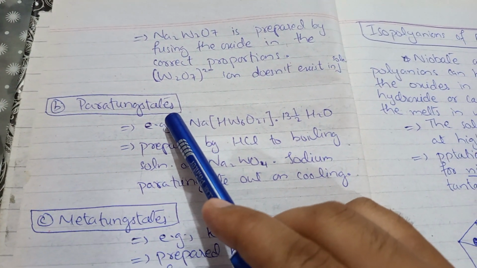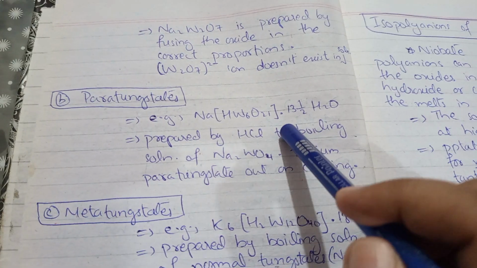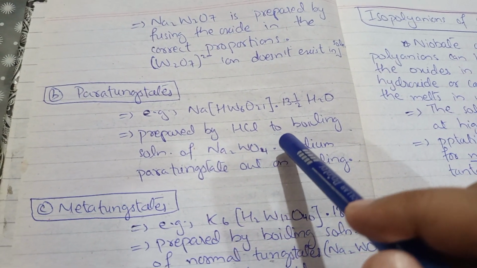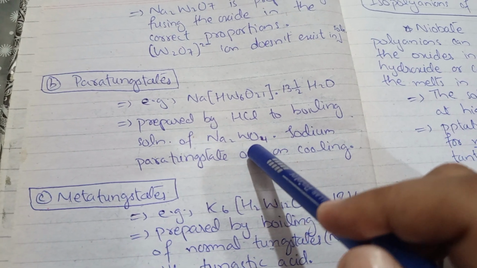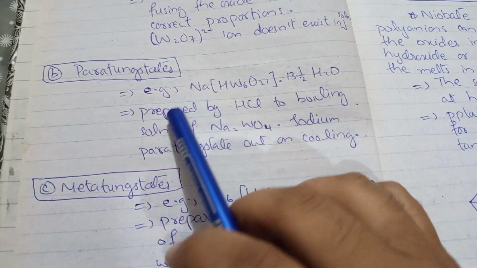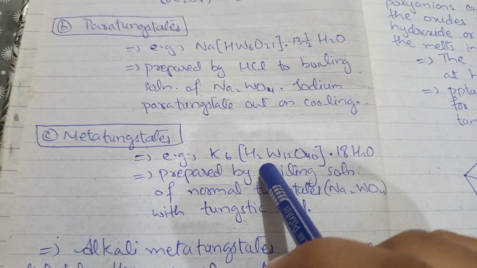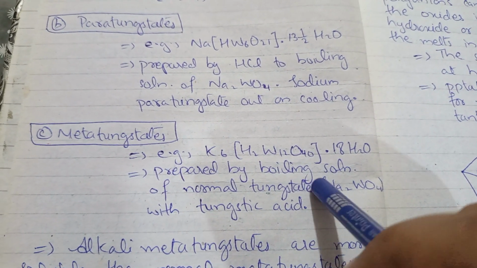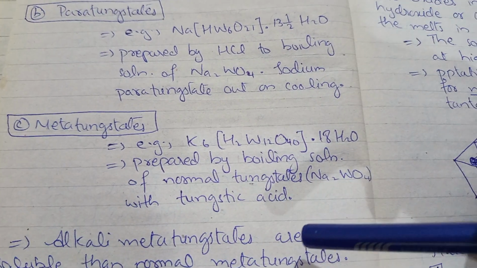Next, we have paratungstate. For example, here we have an example of paratungstate. It is prepared by adding HCl to a boiling solution of sodium tungstate, and sodium paratungstate crystallizes out on cooling, right? Then we have metatungstate. For example, here we have an example of metatungstate. It is prepared by boiling a solution of normal tungstate with tungstic acid.